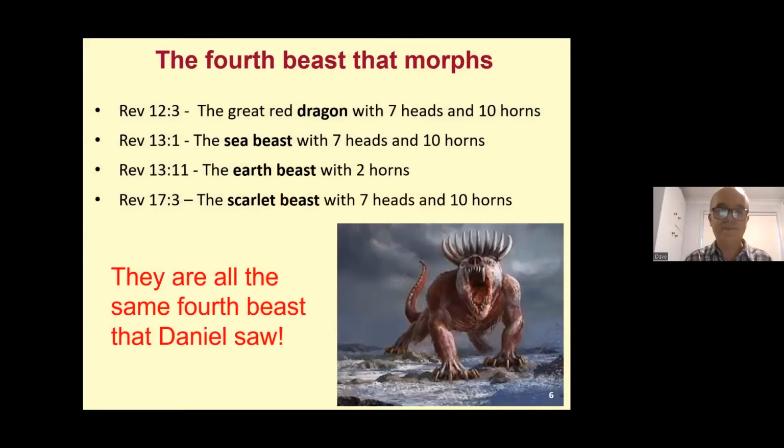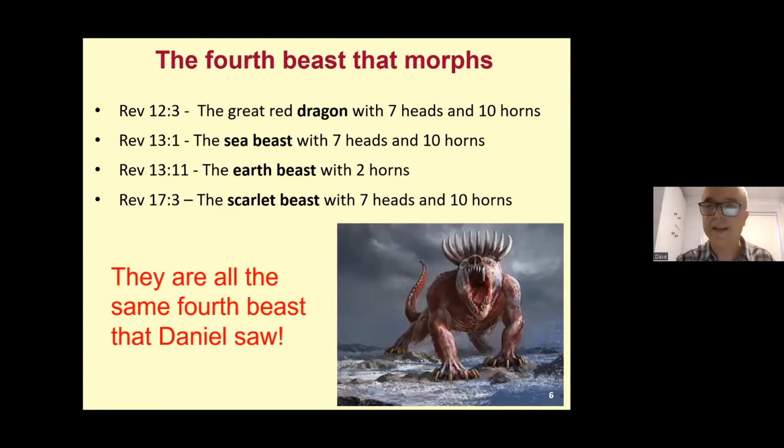And so here we have what would appear to be the different forms of the fourth beast in the book of Revelation. In Revelation 12 we have the great red dragon with 7 heads and 10 horns. In Revelation 13 verse 1, you read of a beast that comes out of the sea with 7 heads and 10 horns. In chapter 13 verse 11, a beast that comes out of the earth with 2 horns. And then finally in Revelation 17 you have the scarlet colored beast with 7 heads and 10 horns. And they are all the same fourth beast that Daniel saw, in different forms.